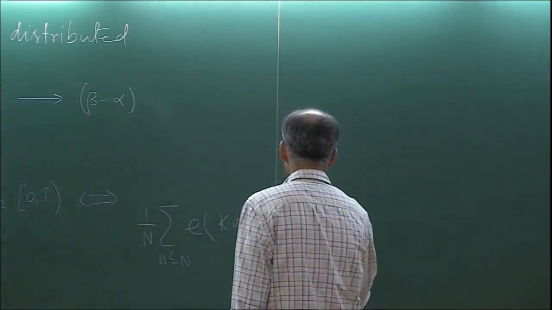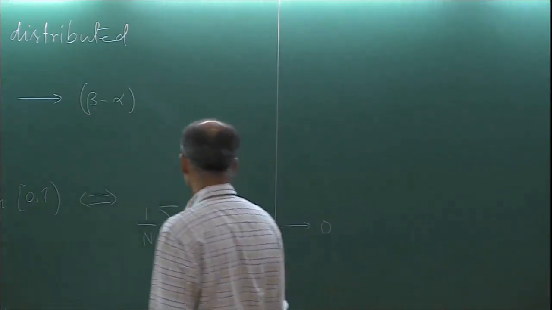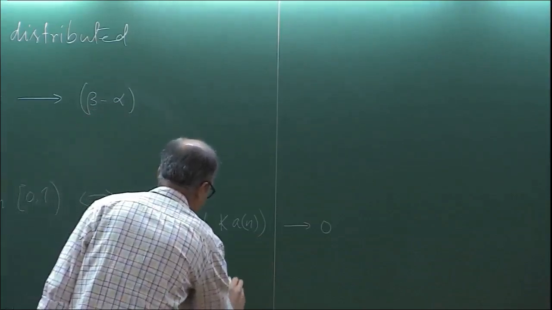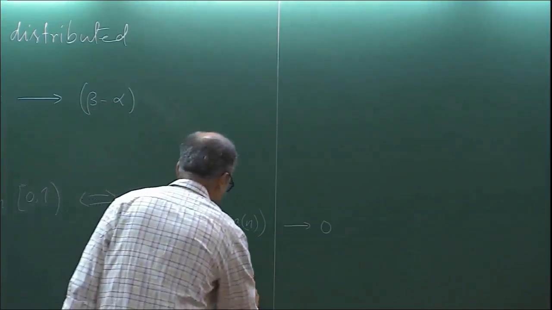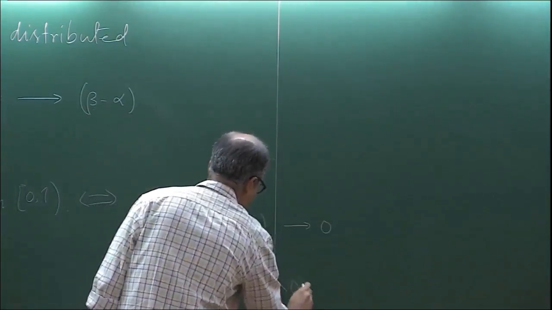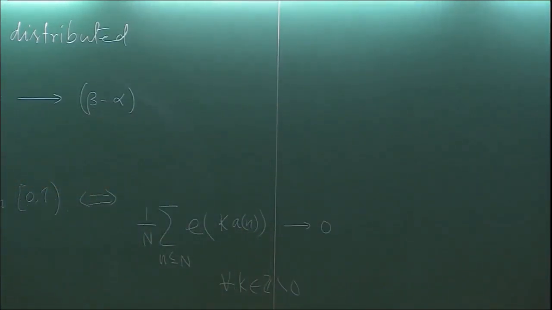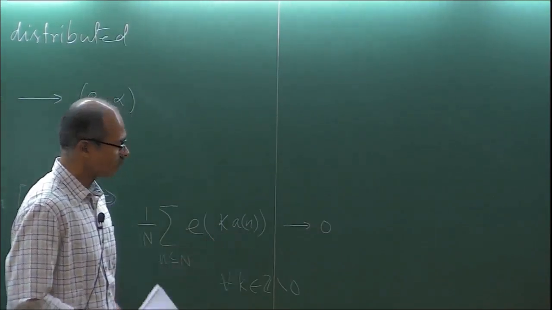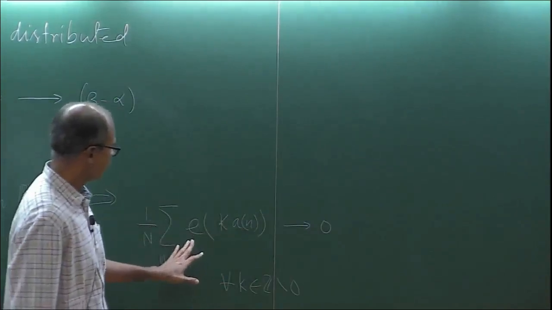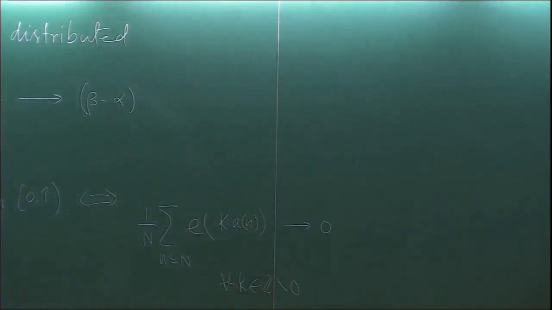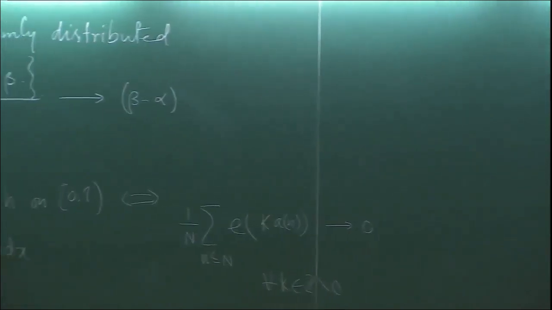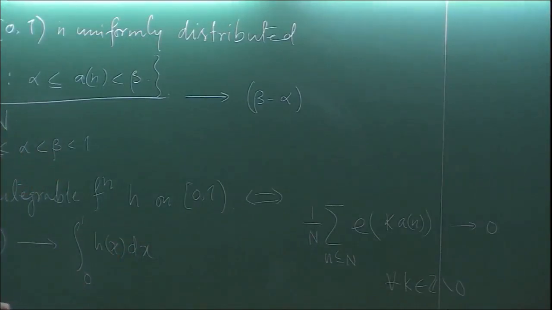So this goes to 0 for all non-zero integer k, where this e(x) is e to the 2 pi i x. So this is e to the 2 pi i k a_n. So if that goes to 0, of course the exponential is an integrable function and the integral is 0. So this immediately implies this, but it's actually equivalent. So these are the three equivalent criteria to see if a sequence is uniformly distributed.